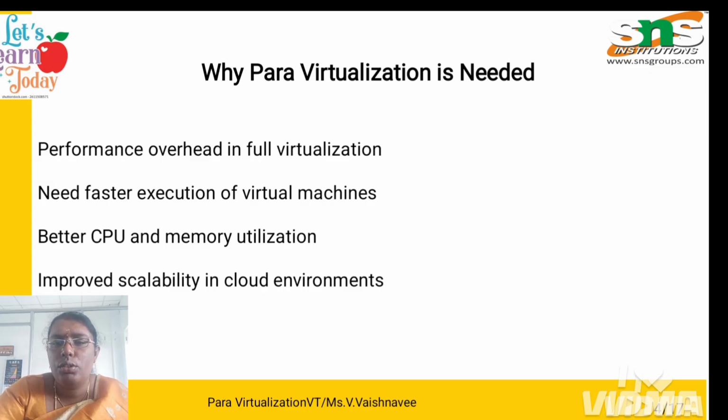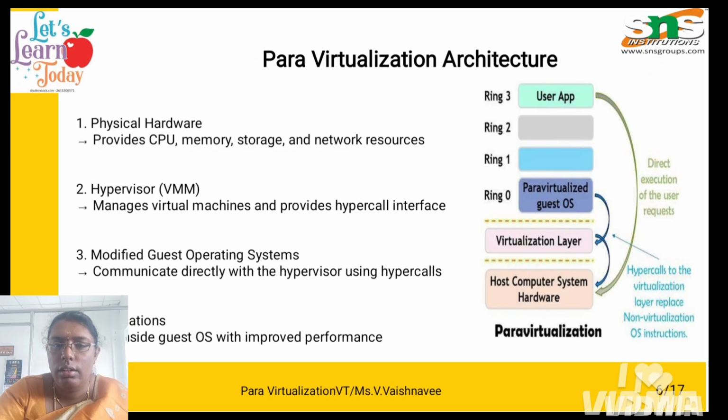So what is the paravirtualization architecture? First is the physical hardware, which provides CPU, memory, storage and network. The next layer is the hypervisor, which manages virtual machines, provides a hypercall interface, and directly handles requests from the guest OS. It acts like a fast coordinator instead of a simulator.